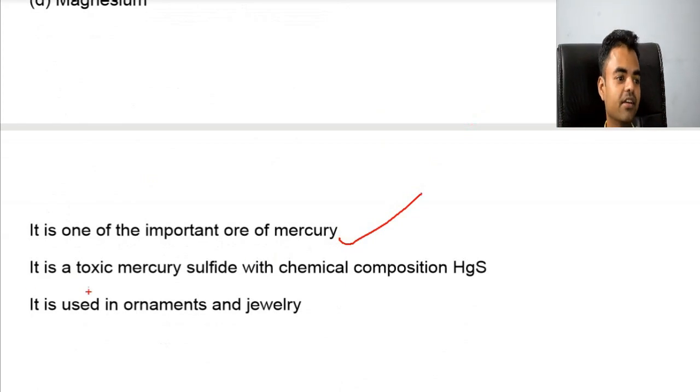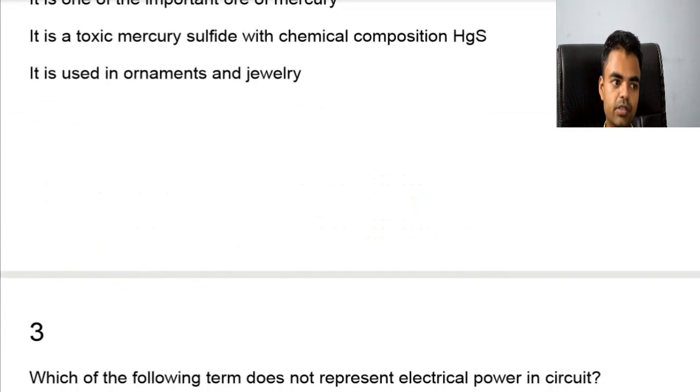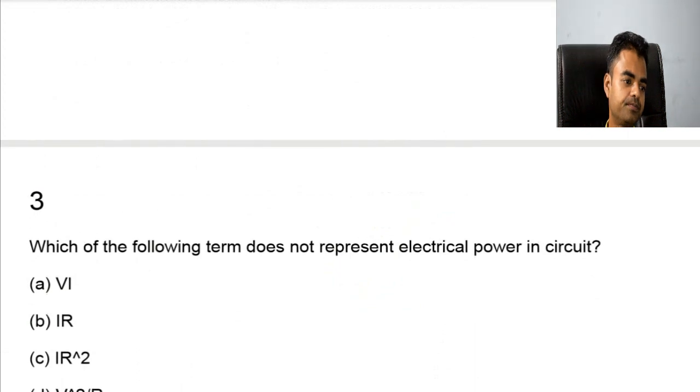Right? Now next, it is toxic in nature. So what is the nature of mercury? Toxic. Mercury sulfide with chemical composition, what is the chemical composition of this? It is HgS, mercury sulfide. It is used for ornaments and jewelry. Why am I telling you the reason? Because of its color. Its color is reddish, that's why we can use this in ornaments as well as in jewelry.